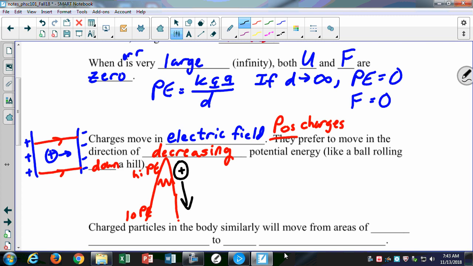Okay? So negative charge would have to be water or an animal, right? No. This is just an analogy.